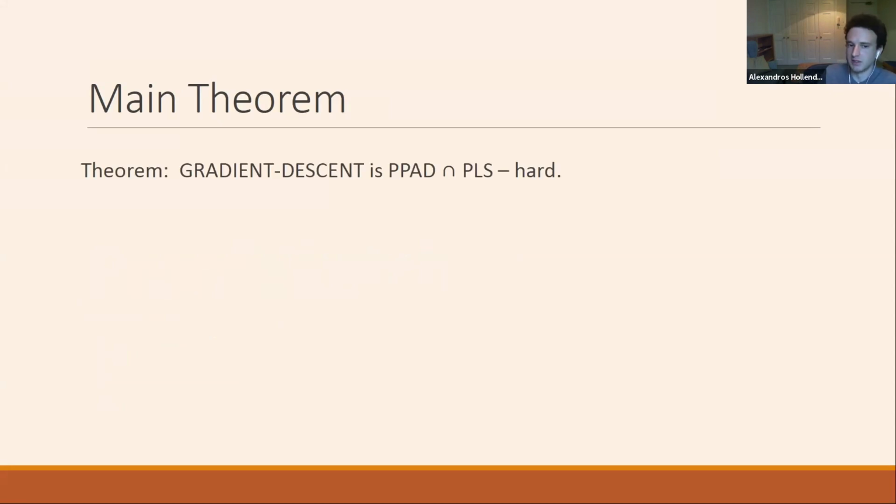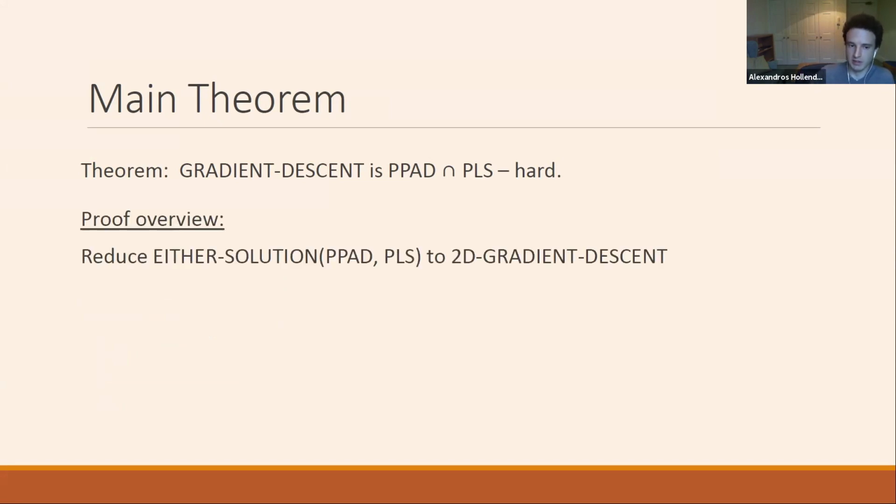The main theorem is that this gradient descent problem that we study is PPAD intersection PLS hard. So what do we need to do in order to show this? We need to provide a polynomial time reduction from a PPAD intersection PLS hard problem to the gradient descent problem. So we don't really have a choice there. The only PPAD intersection PLS hard problems that we know, complete problems that we know, are these Either-Solution problems. And so that's what we're going to do. We're going to take an Either-Solution problem with some PPAD complete problem and PLS complete problem, which I'll tell you more about in a bit, and we're going to reduce it to the gradient descent problem. And as I told you, the hardness result even holds for the two-dimensional version. So we're actually going to reduce just to the two-dimensional version of the gradient descent problem.